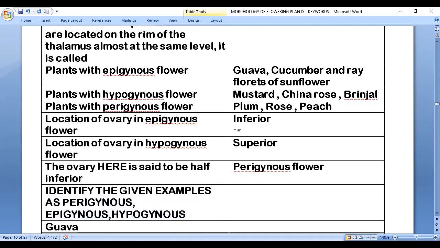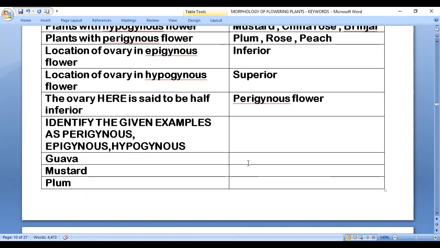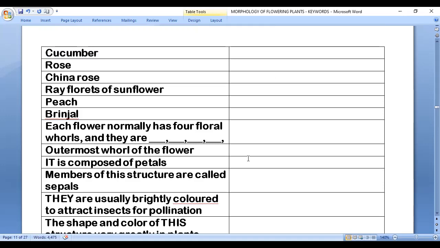Identify the given example as perigynous, epigynous, or hypogynous. Guava, epigynous. Mustard, hypogynous. Plum, perigynous. Cucumber, epigynous.